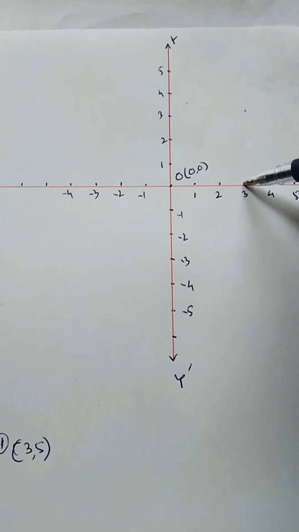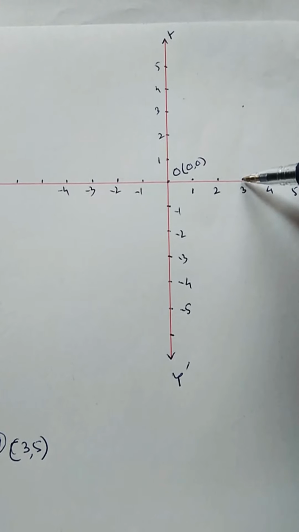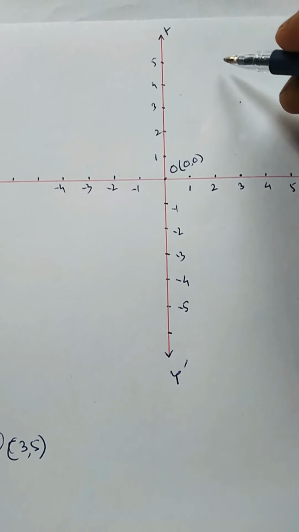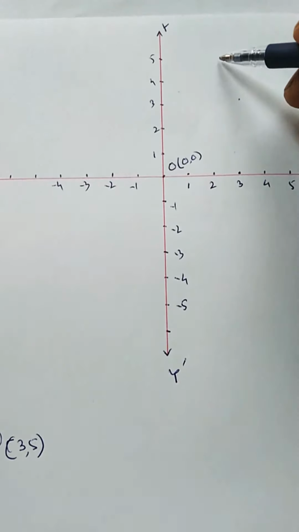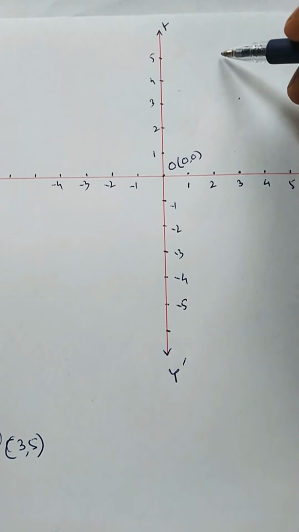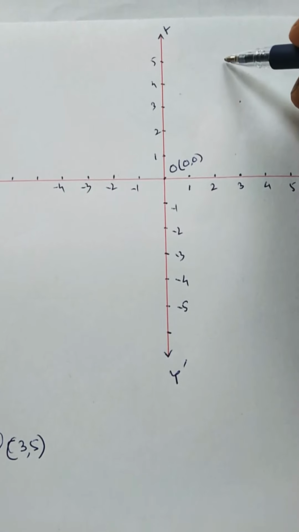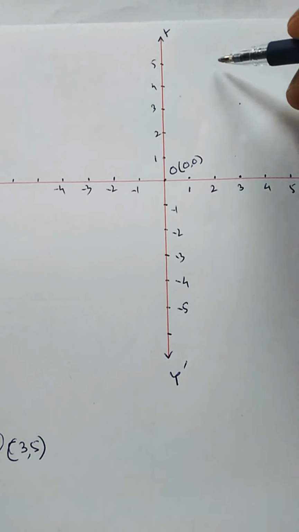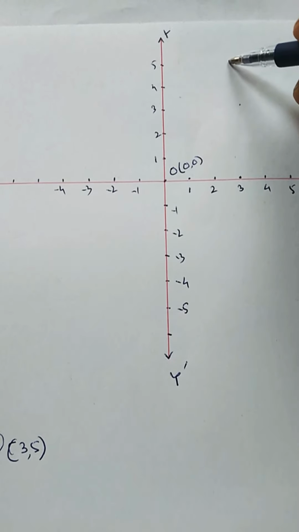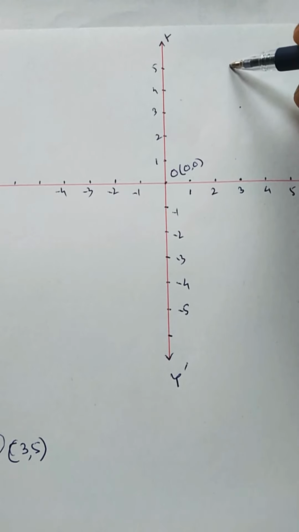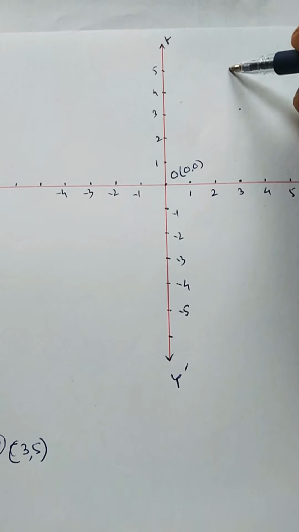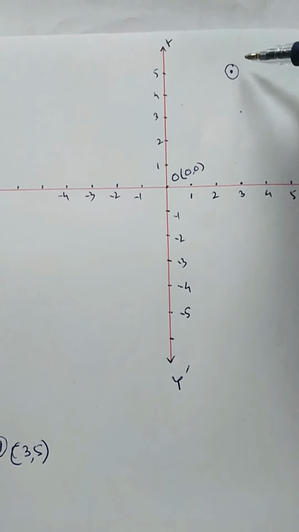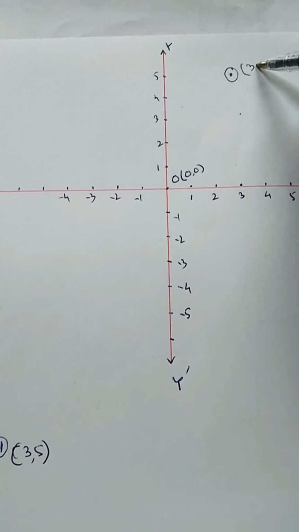Plus 5 means we will have to move above. So we will have to count 1, 2, 3, 4, 5. Looking at this 5 on graph paper, it is easy to get the exact location. So here we will move from 3 this way and then we will get this 5 position. So this will be the location of the coordinate 3, 5.